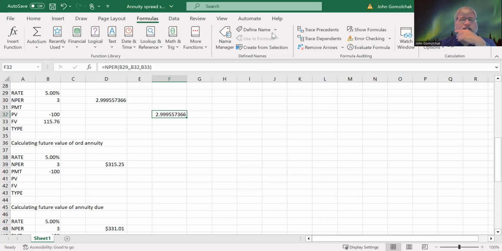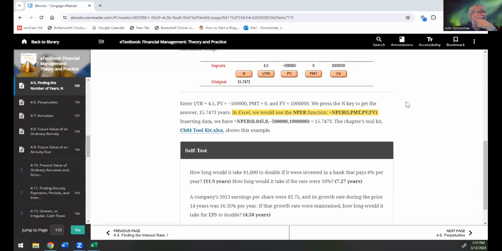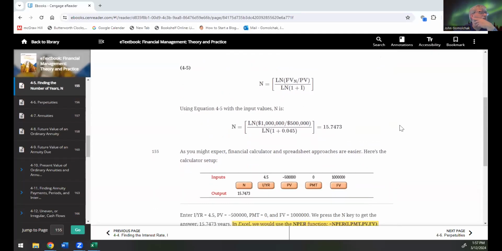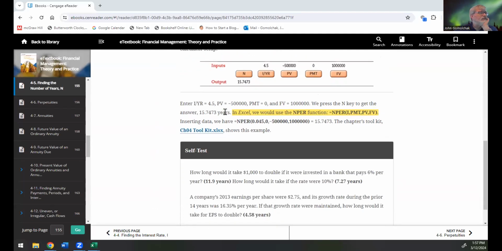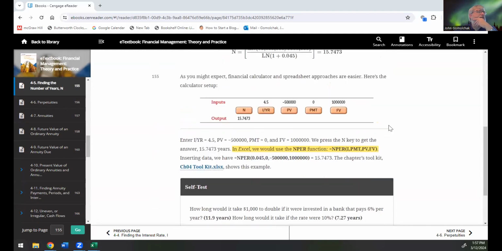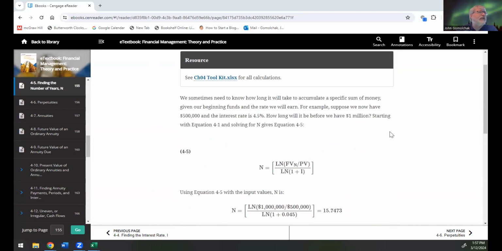Just so that I can say that I did, I'll share the page in the book with you. Okay, so this is page 155 in your book. I'm ignoring, of course, the financial calculator. So if we were to use Excel, we would use the NPER function. And they gave us a different problem here. Sometimes we need to know how long it will take to accumulate a specific sum of money given our beginning funds and the rate we will earn.